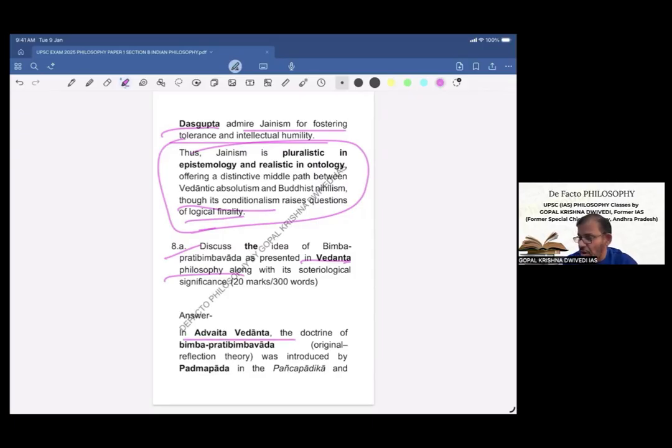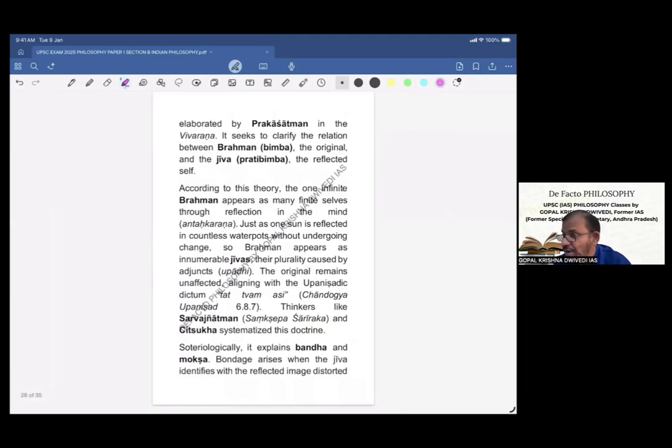In Advaita Vedanta, the doctrine of Bimba Pratibimbavada, that is the original-reflection theory, was introduced by Padmapada in Panchapadika and elaborated by Prakashatman in Vivarana. Again, it is a book. It seeks to clarify the relation between Brahma, that is Bimba, the original, and the Jiva, that is Pratibimba, the reflected self.